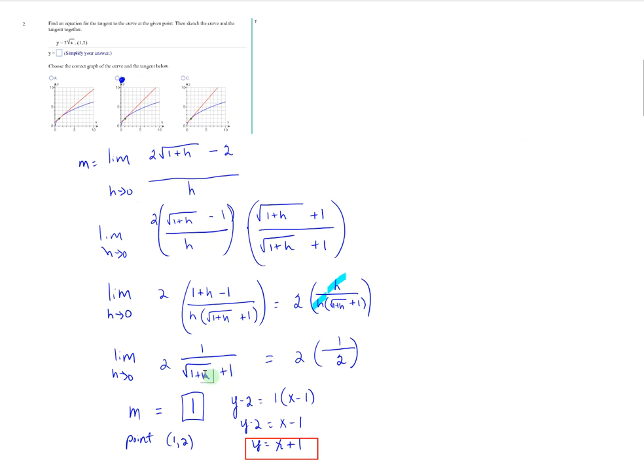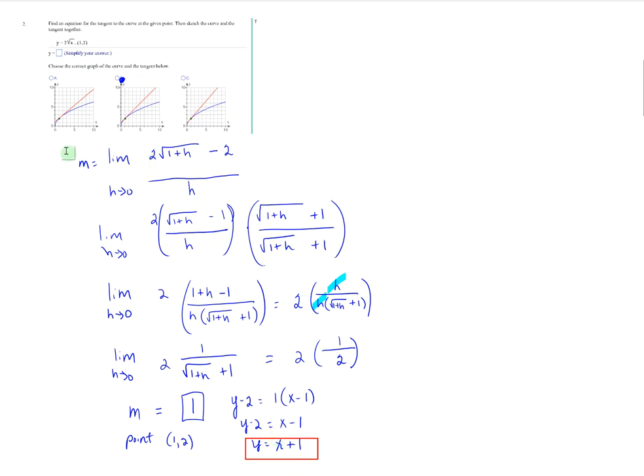I can take the limit there. I can put 0 there. And that means I have square root of 1 plus 0. So that's 1 plus 1. Now I have 2 times 1/2, which is 1. So the big thing to remember there was that algebraically, to get rid of this, we're going to multiply by the conjugate of this expression, which is the same thing, but you change this sign. All right, so then we've got our slope, we've got our point, we plug in, and we end up with y equals x plus 1.